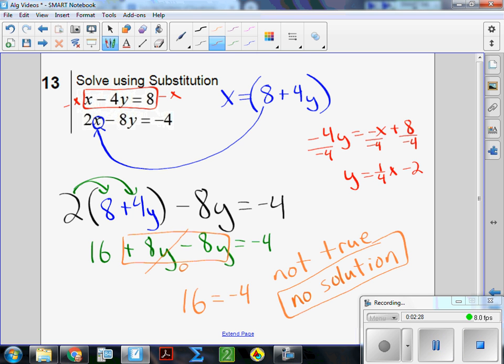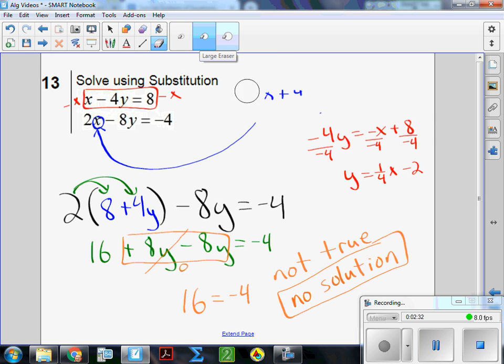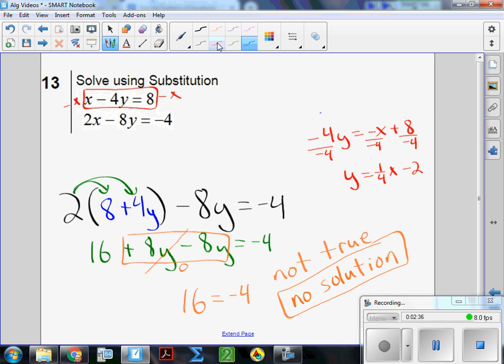The question is, if I do the same thing to the bottom equation, will I also get the same slope, but a different y-intercept? So if I subtract 2x on both sides, I get negative 8y equals negative 2x minus 4. Then I divide by negative 8, and I get y equals 1/4 x plus 1/2.